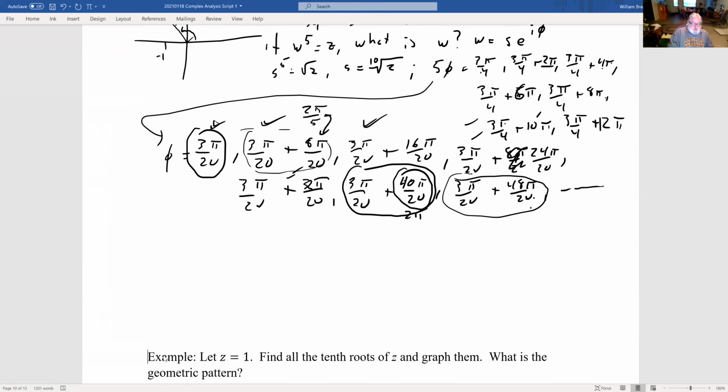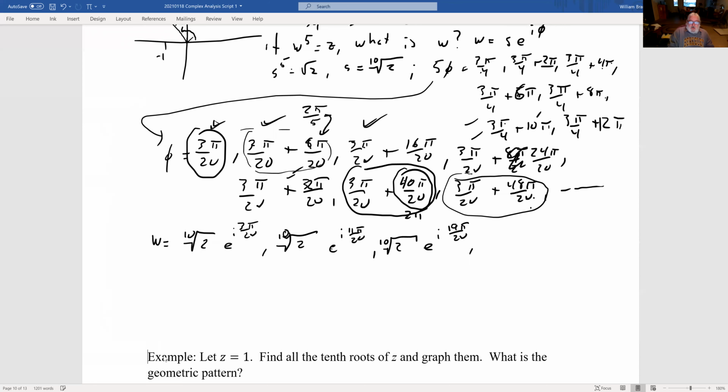So what are my possible w's? 10th root of 2 times e to the i 3 pi over 20. 10th root of 2, e to the i 11 pi over 20. 3 pi over 20 plus 16 pi over 20 is 19 pi over 20. 3 pi over 20 plus 24 pi over 20 is 27 pi over 20, but 27 pi over 20 goes past pi, so we can't use it as a principal argument.